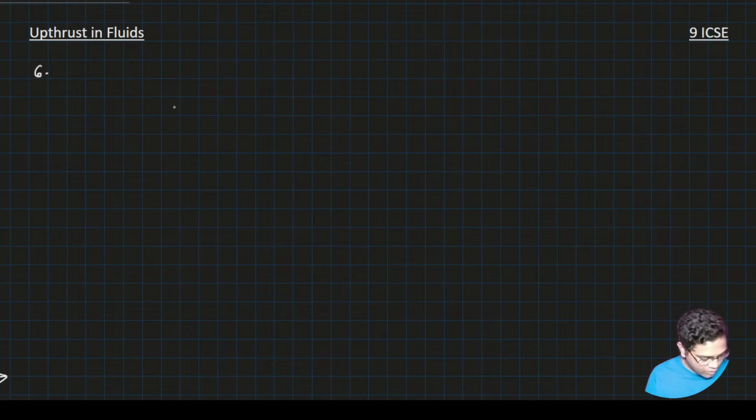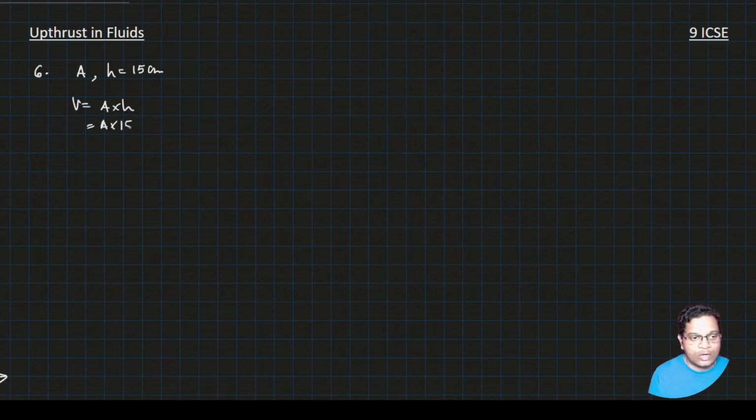Okay, next question. There is a piece of wood having a uniform cross section and height 15. So if you take the cross section area as A and the height is equal to 15 centimeters, that means the volume is A into H, the area of cross section into height. So that will be A into 15 centimeter cube.